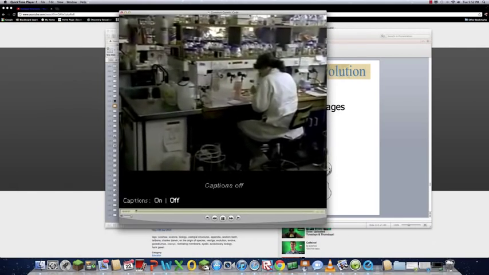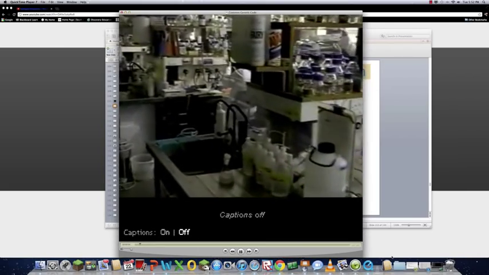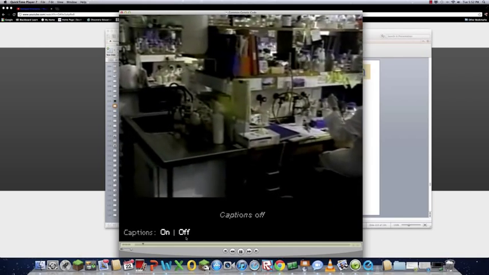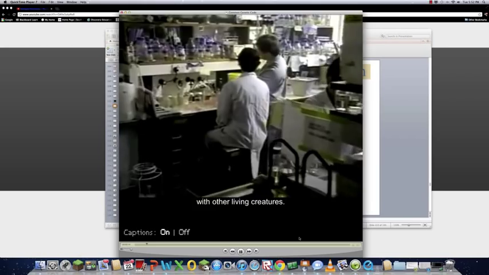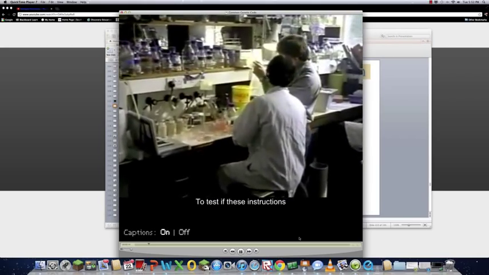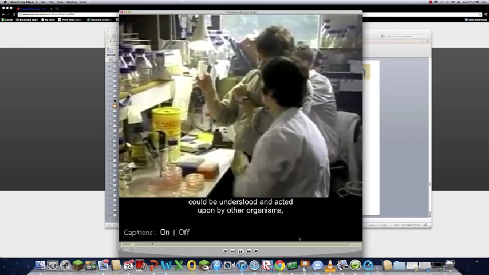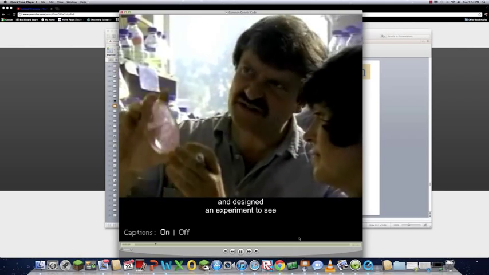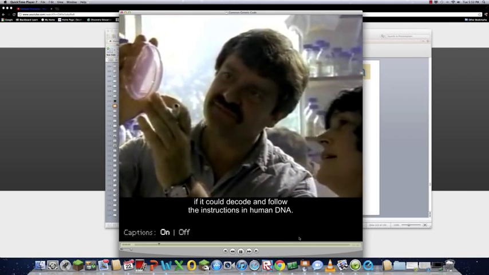Our DNA, the genetic blueprint that makes each of us who we are, also unites us with all of life. Scientist Paul Nurse knew that humans shared fundamental genetic instructions with other living creatures. To test if these instructions could be understood and acted upon by other organisms, Nurse chose common baker's yeast and designed an experiment to see if it could decode and follow the instructions in human DNA.